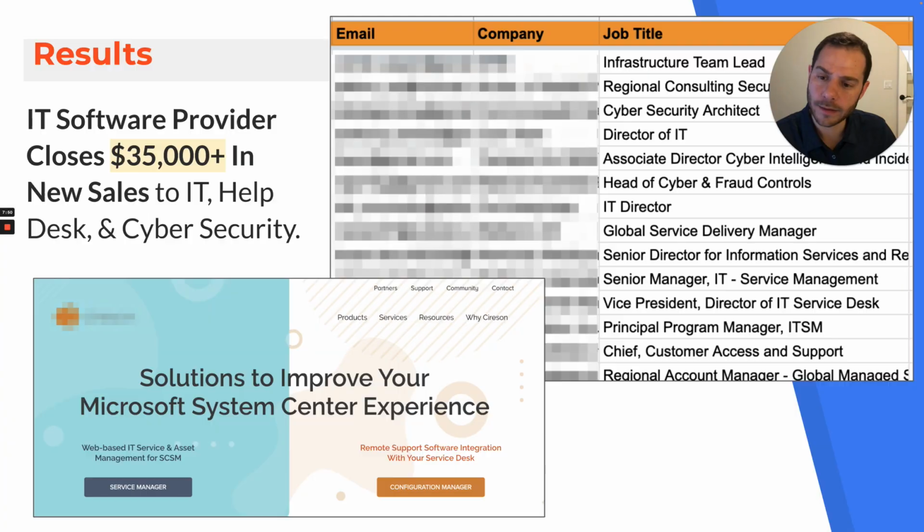Starting with LinkedIn ads. So this is an IT software provider closing $35K in new business in the first couple months. This one's targeting IT teams. They offer software that builds on Microsoft IT tools. Lots of IT companies and then lots of IT teams at companies use Microsoft for their administrative purposes. So this is software for add-ons and things that help with that. So you can see the different job titles we targeted in the IT service management realm.